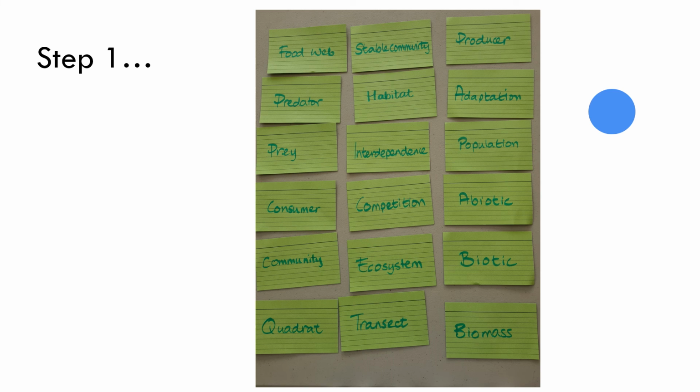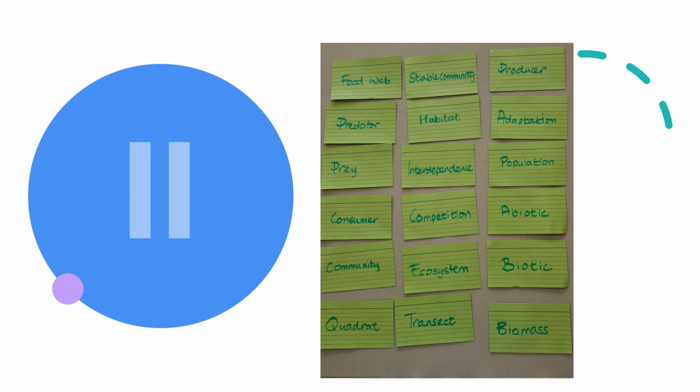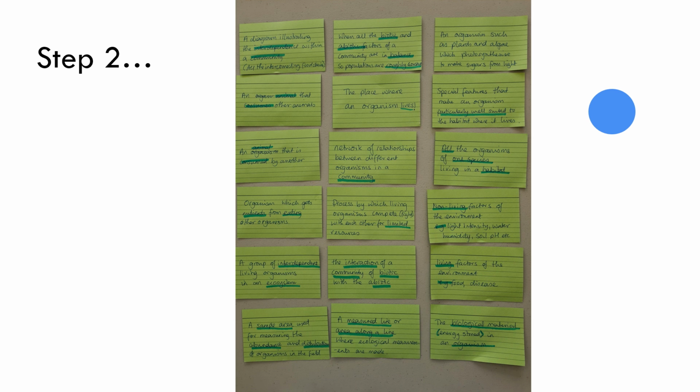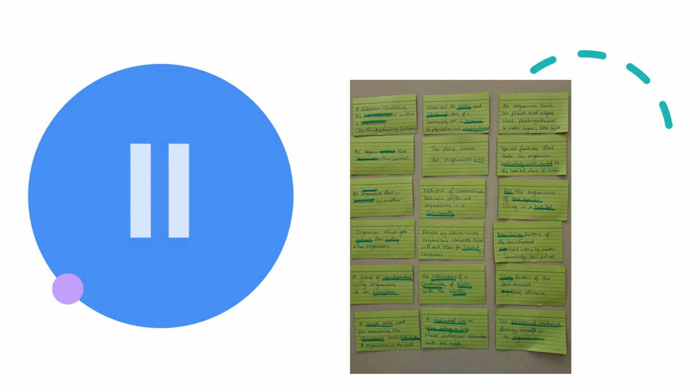Step 1. Write the keywords that you struggle with on one side of the index cards, using your source of information to guide you. Press the pause button now so you can complete this. Step 2. Write the corresponding definitions on the reverse of each index card. Press the pause button now so you can complete this.